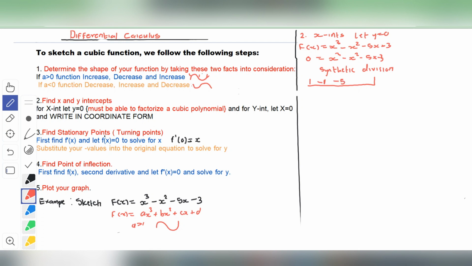-5, and the last one is what? It's -3, right? After writing them like this, we are now going to determine what? We need to determine a factor of the polynomial, right? How do we determine a factor of the polynomial? We're going to use the factor theorem.